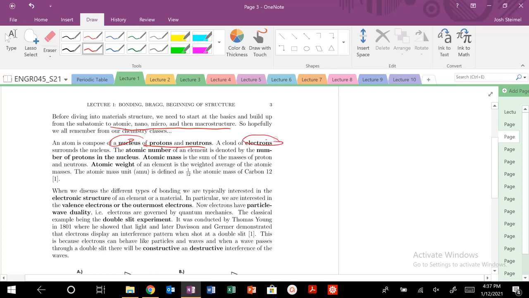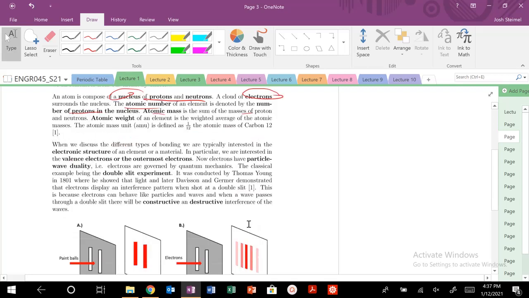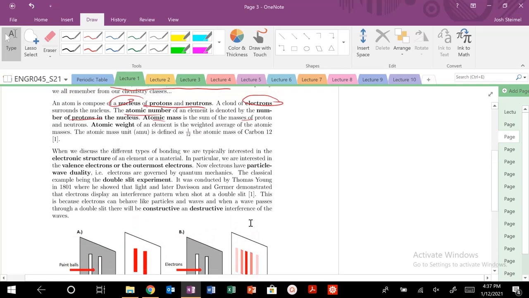But it's also going to be surrounded by a cloud of electrons, and the atomic number is going to be noted by the number of protons. Atomic mass is going to be the sum of masses of protons and neutrons, et cetera, et cetera. Atomic weight.